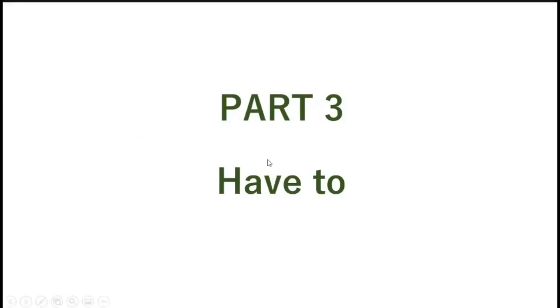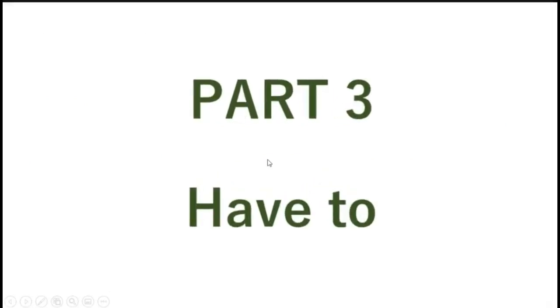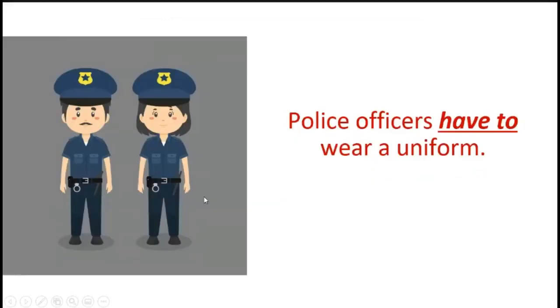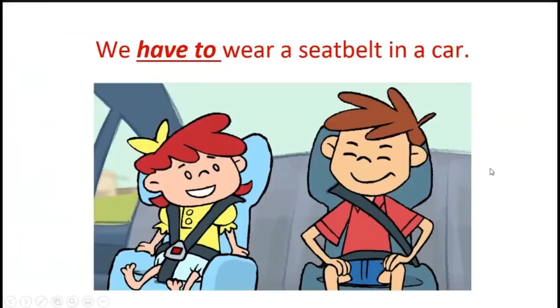Have to. Why do we use have to? We use have to talk about rules. Kurallardan bahsederken ya da zorunluluklarımızdan bahsederken have to'yu kullanırız. Let's look at the first example. Police officers have to wear a uniform. We have to wear a seat belt in a car. Arabadayken emniyet kemerimizi takmak zorundayız.